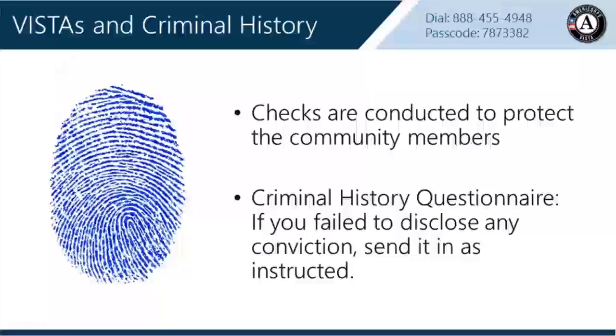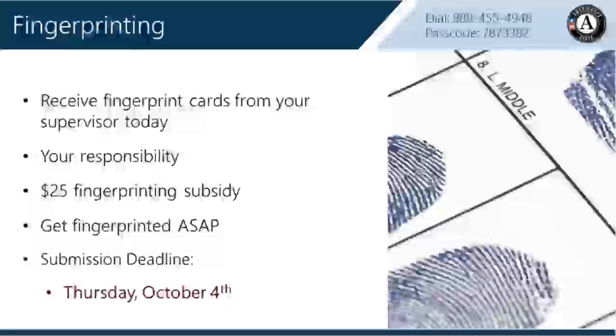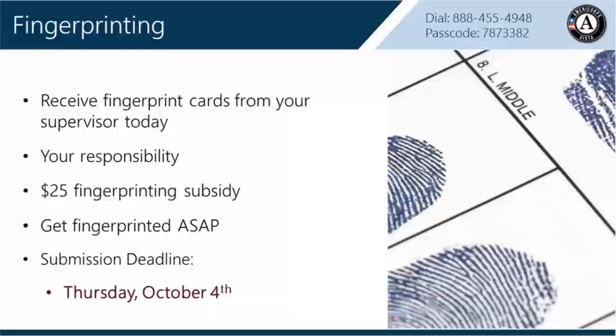Your supervisor has the fingerprint cards for you. Each person will get 2 fingerprinting cards and instructions. You are responsible for getting fingerprinted and submitting your fingerprints to us. The VISTA program is providing you with a $25 fingerprinting subsidy included in your first living allowance payment. You should also be provided a return UPS envelope, or your project may be able to pay to ship the fingerprints back to VISTA headquarters.